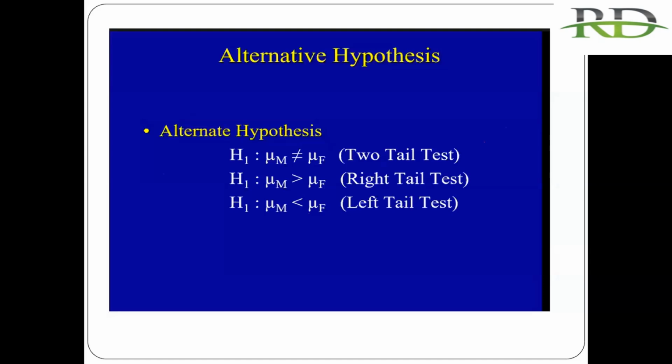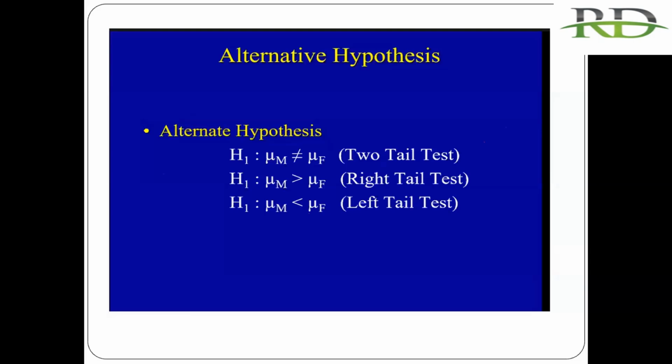Because testing of hypothesis is a decision-making process. In this decision-making process there are two types of decisions, and a decision may be right or wrong. So there are two types of errors we can make. One is we can reject the right person. The second is we can accept the wrong person. So there are two types of errors in decision making.